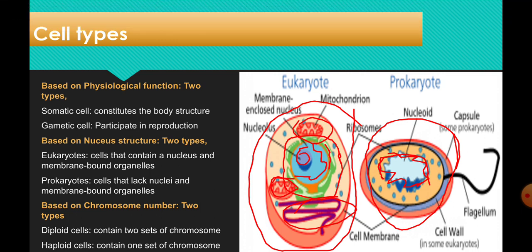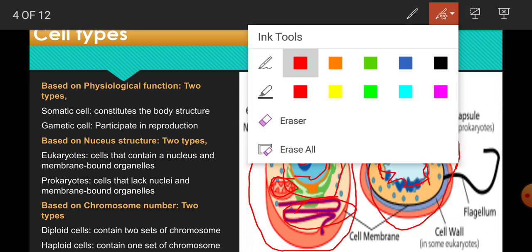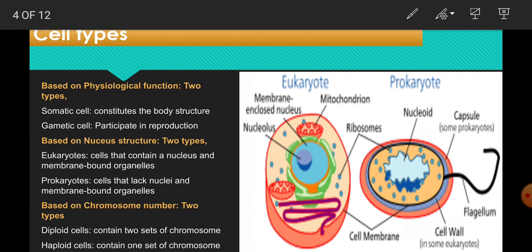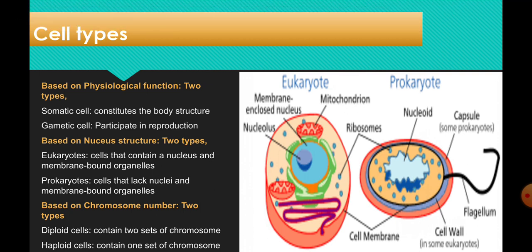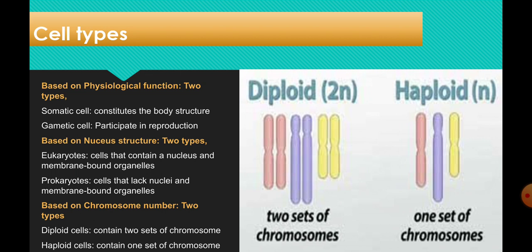And based on chromosome number, cells can again be of two types, diploid cells and haploid cells. Diploid cells contain two sets of chromosomes. All the somatic cells are diploid cells, and haploid cells contain one set of chromosomes, and cells that participate in reproduction, or gametic cells, are haploid cells. So diploid cells have two copies of each chromosome, but haploid cells have only one copy of each chromosome.